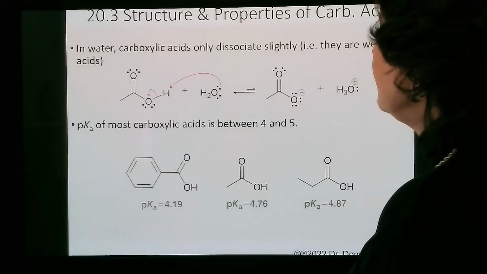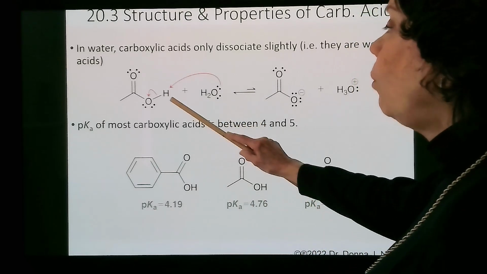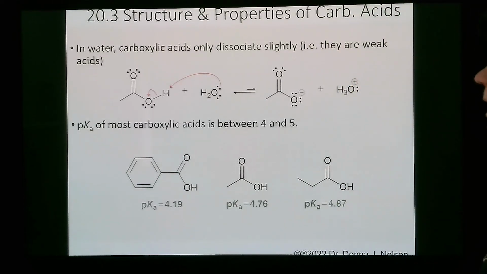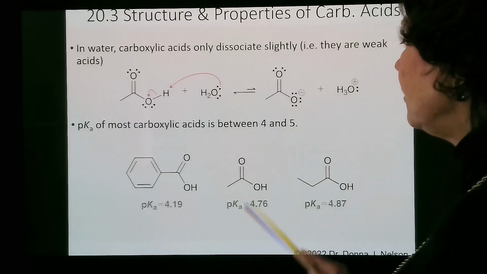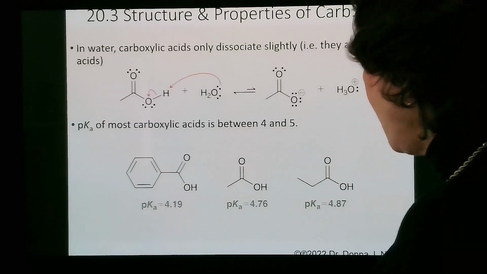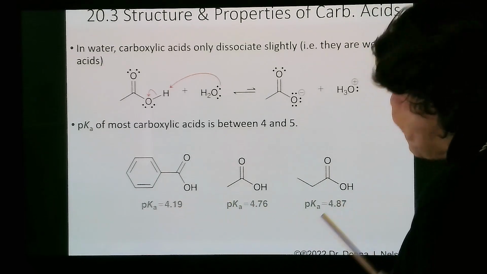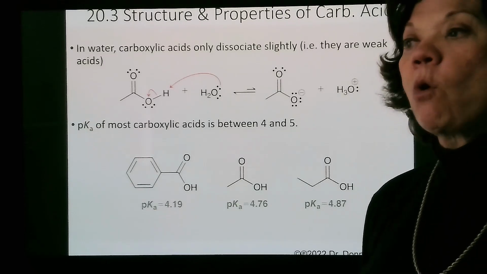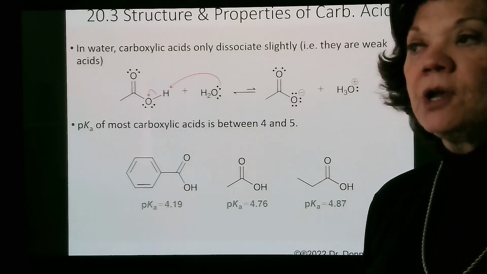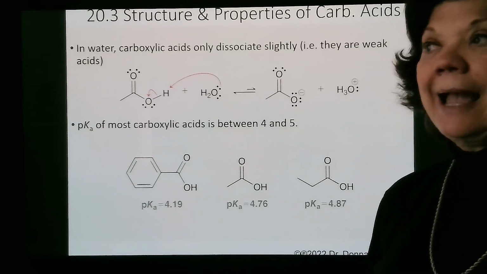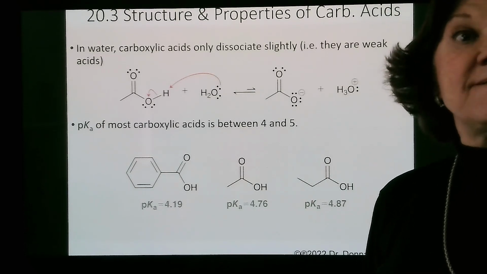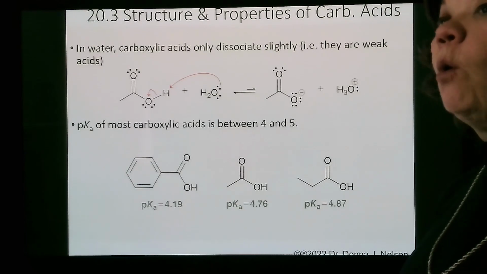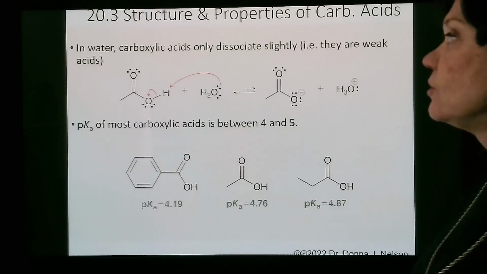Carboxylic acids only dissociate slightly. They are, again, weak acids. And the pH of most carboxylic acids is between 4 and 5. Although, as you see here, as I said, that is rather strong for organic compounds. Remember, the pH of, say, ethane is down around 50. So this is quite strong for organic compounds.